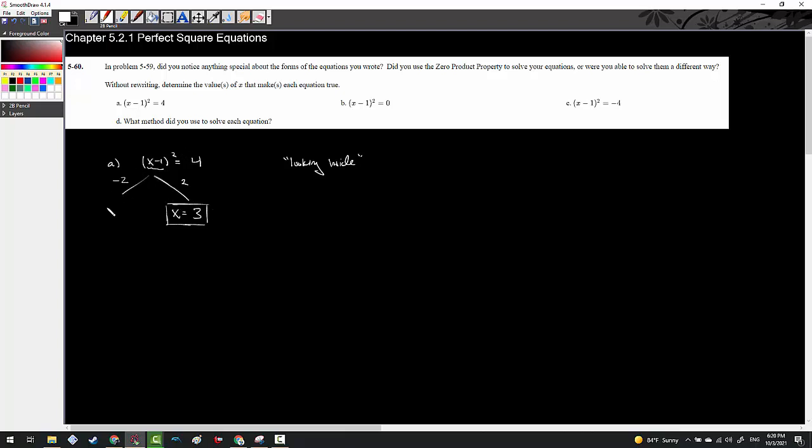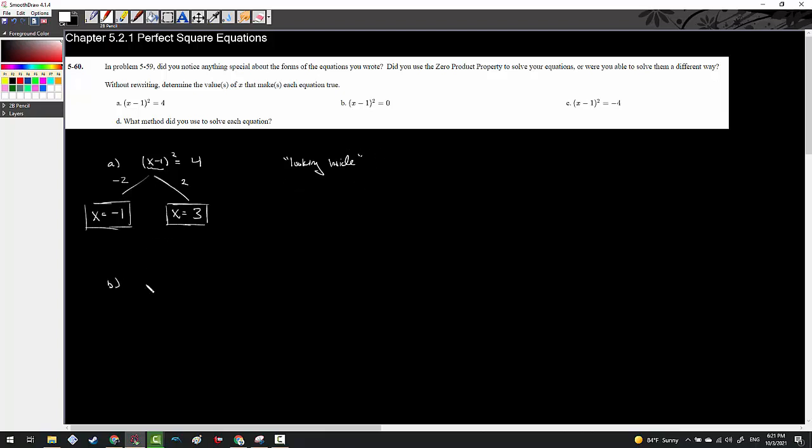What could x also have been? x could have been negative 1, because negative 1 minus 1 is negative 2, and negative 2 in total squared is 4. So that's the looking inside method. We will deal with another method later on in this section, but for now, let's just stick to looking inside.